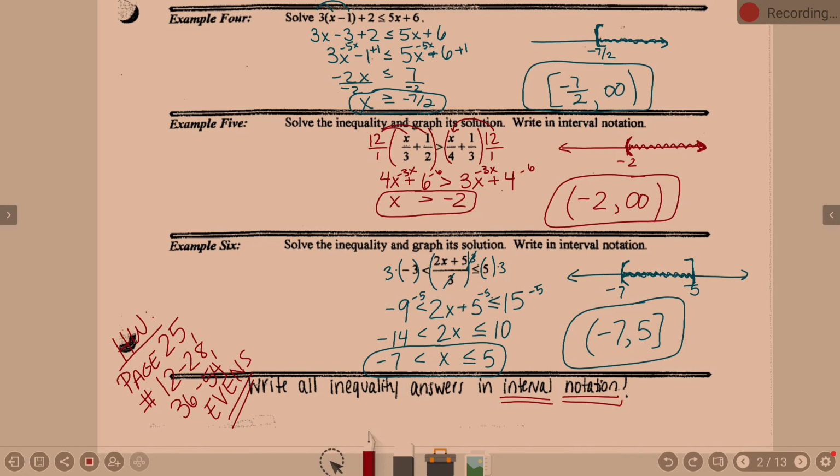You have some work time right now. However, I'm also going to put up the answer key because I know we were still finishing stuff up Friday. So I'll put up the answer key from Friday's assignment that was due.